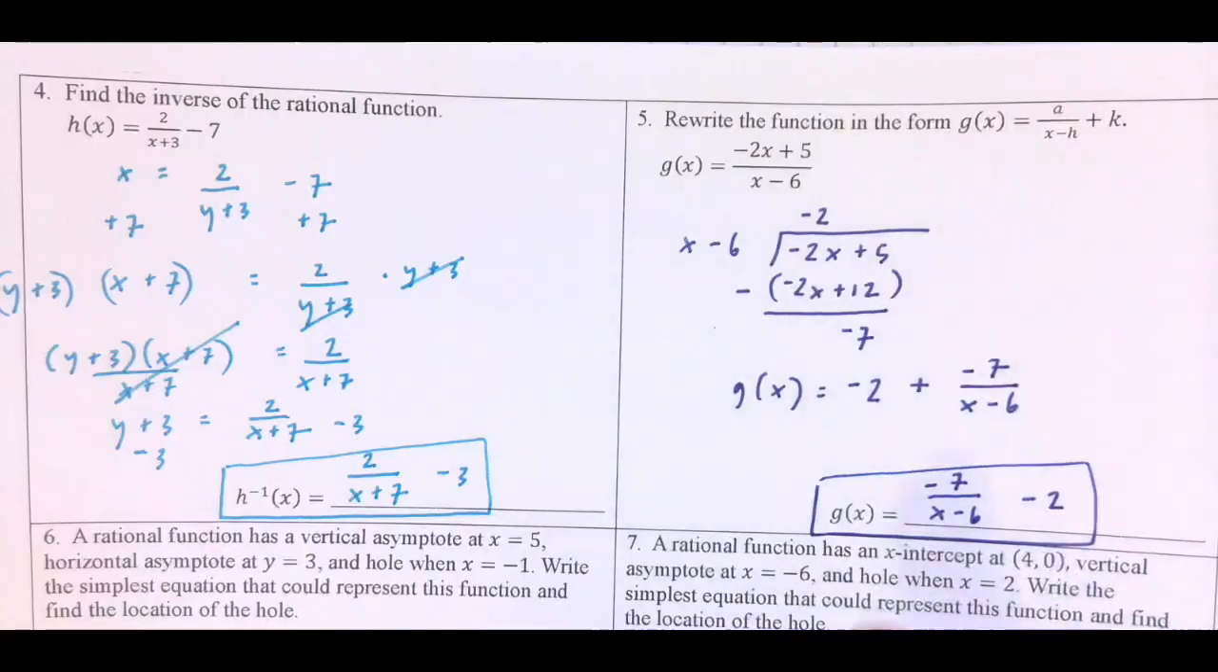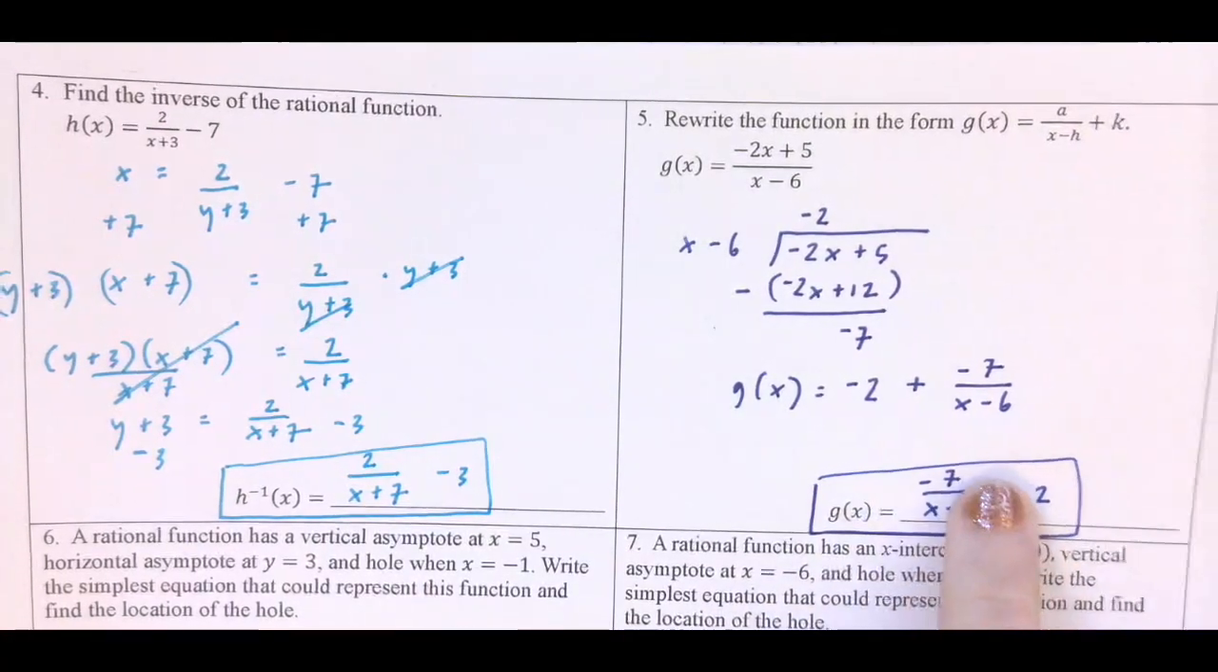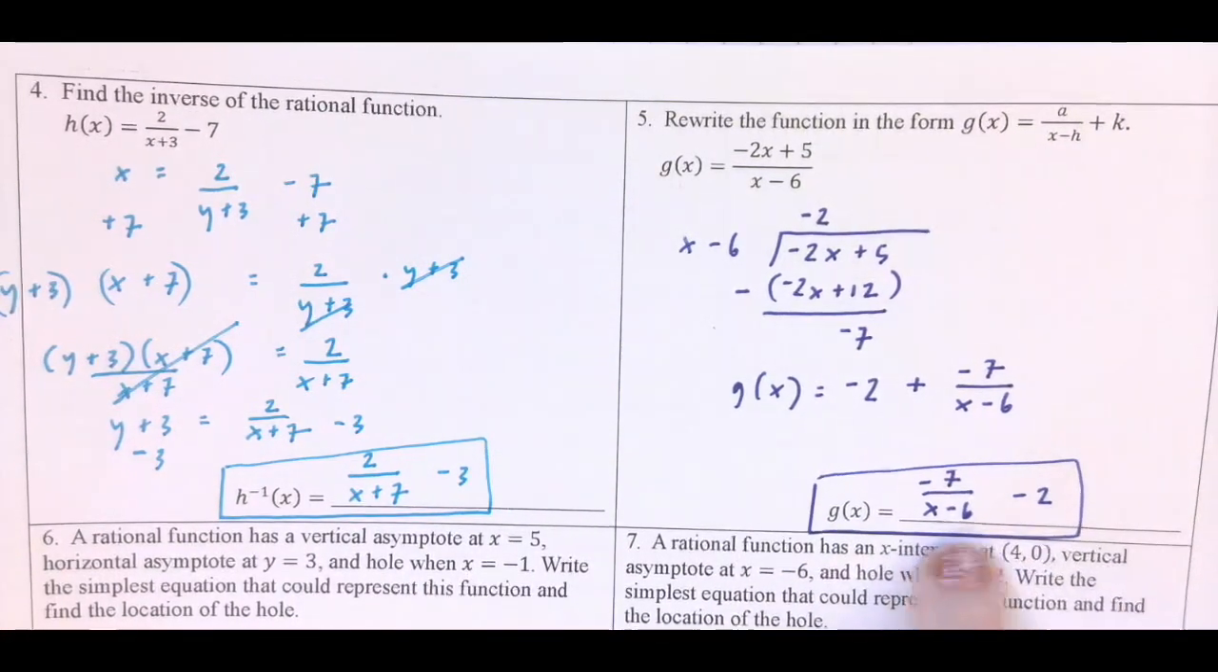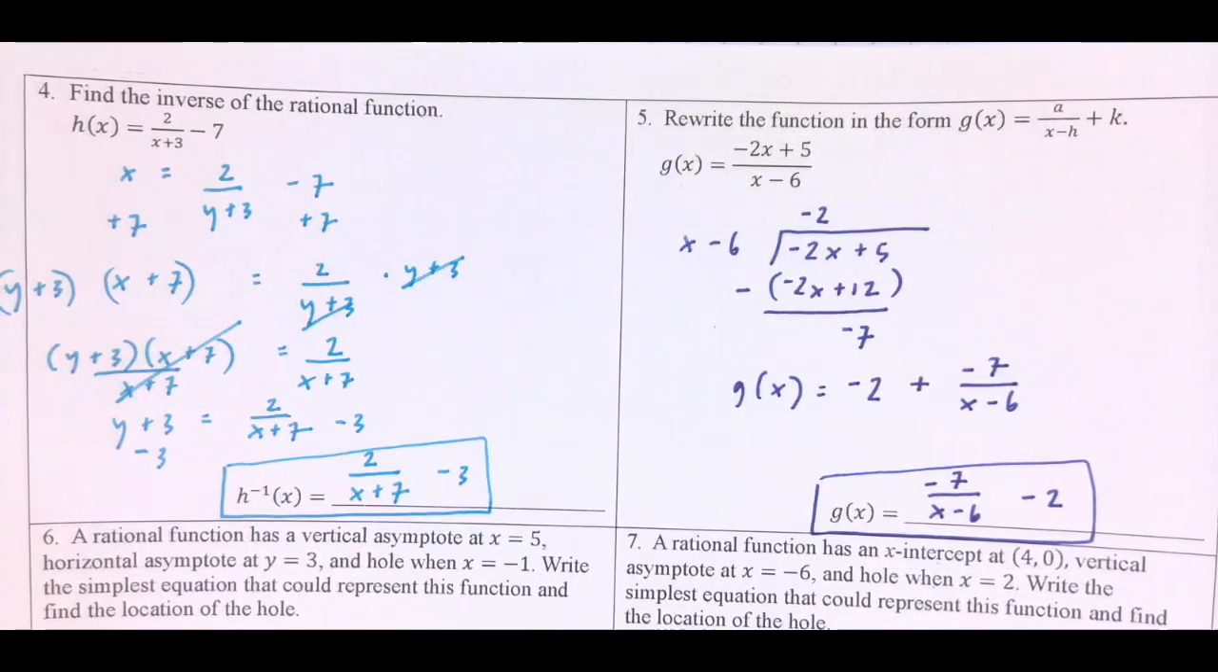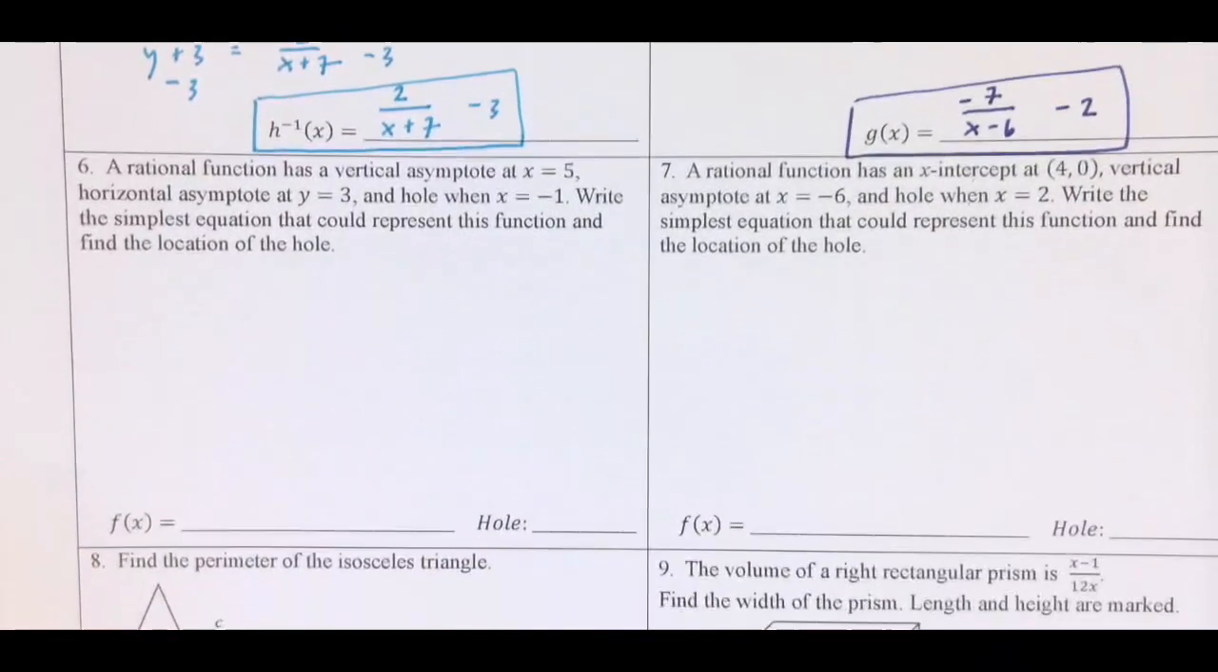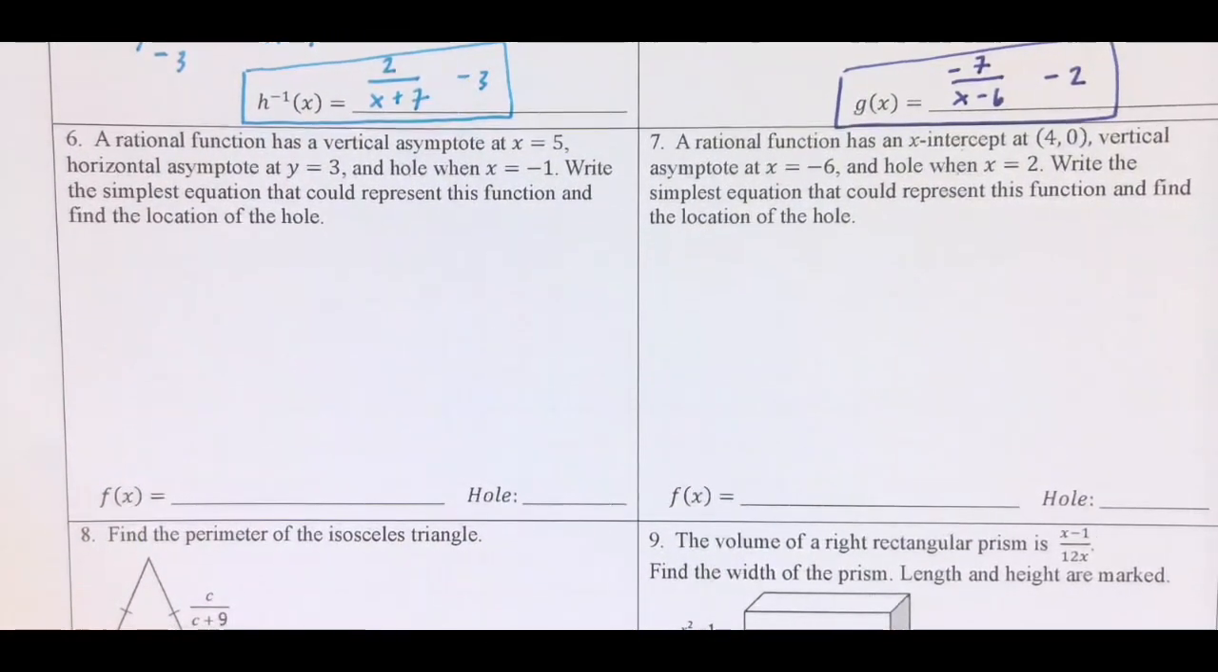And then I can see that there would have been a vertical flip, vertical stretch of 7, 6 right, 2 down if I was to go ahead and graph it. All right, next, if we give you words, can you build the function?